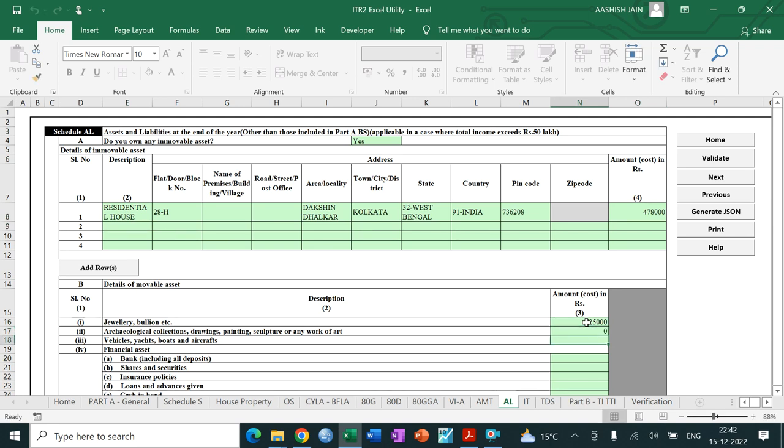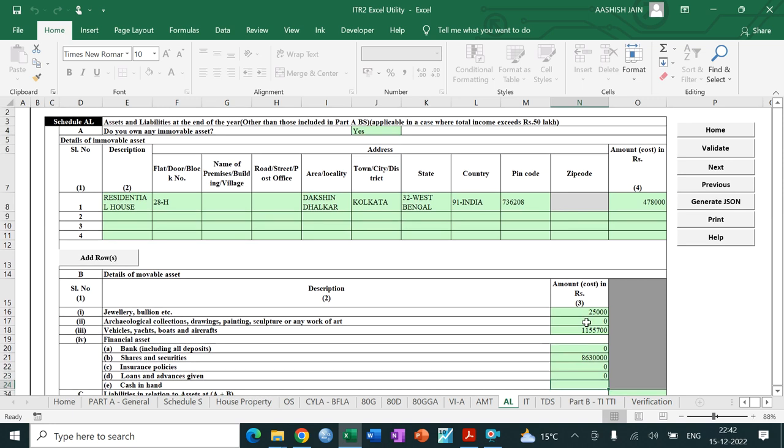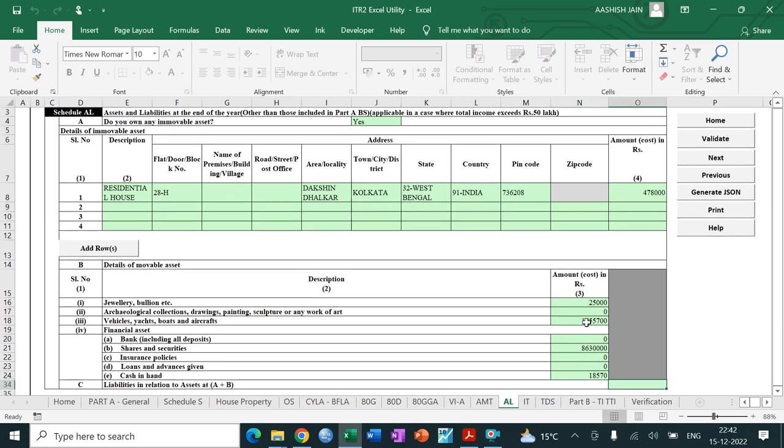Vehicles given is motor car, that is 11,55,700. Bank details are not given, so simply type zero. Shares given amounting rupees 86,30,000. Then insurance policy no, loans and advances no, cash in hand amounting rupees 18,570. Then loan that is 2 lakh. That's it. Validate. Sheet is okay. Next.